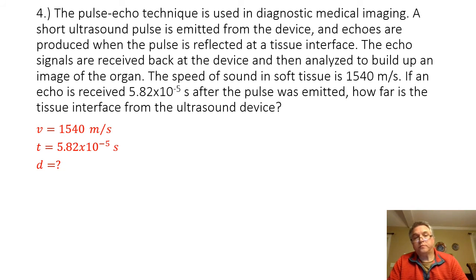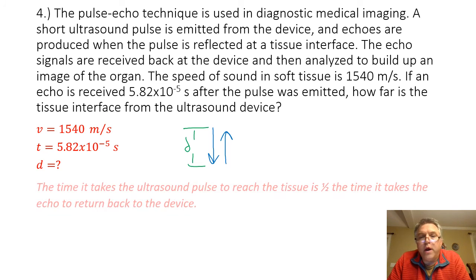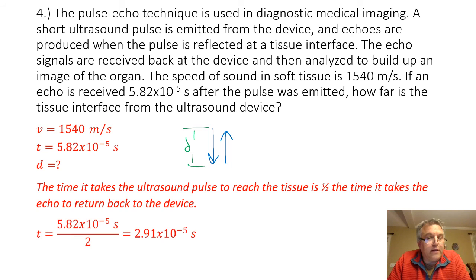Now remember that the sound wave has to leave the ultrasound device, reflect off the tissue, and then return to the ultrasound device. So if we are trying to solve for the distance here, we need 1/2 of the total time it takes for the sound wave to make the round trip. So 5.82 times 10 to the minus fifth seconds divided by 2 will give us a one-way time of 2.91 times 10 to the minus fifth seconds.